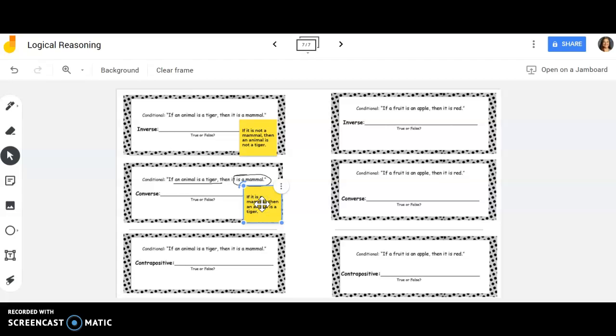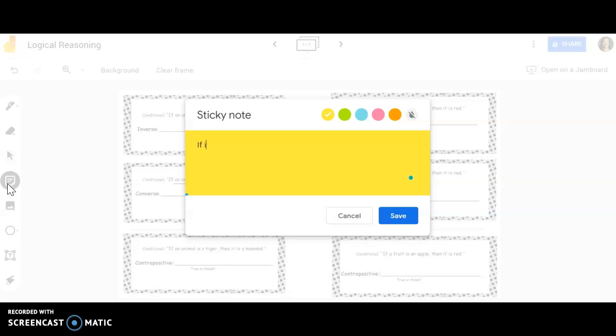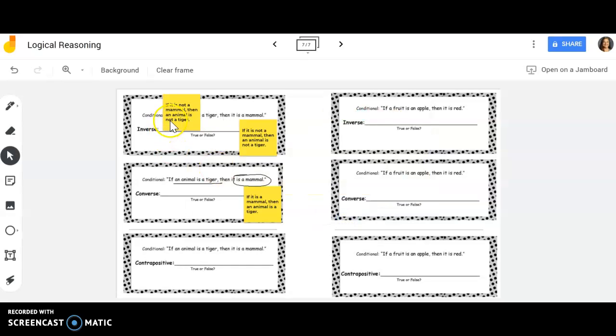And then our contrapositive does both. It switches both of them around. So, if it is not a mammal, then an animal is not a tiger. And that would be our contrapositive. We switched it and negated it. Okay.